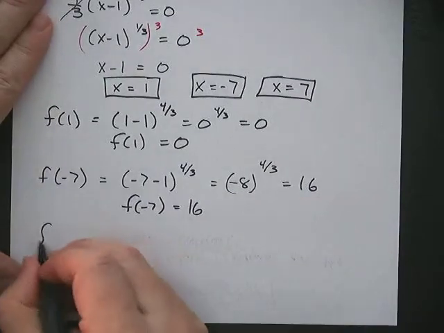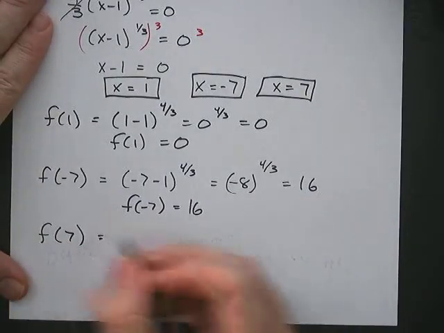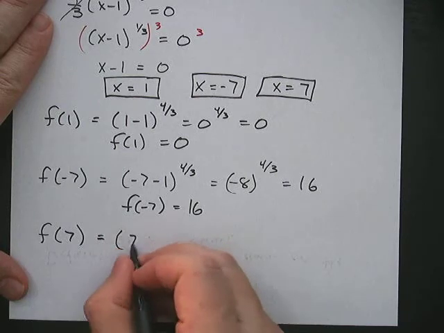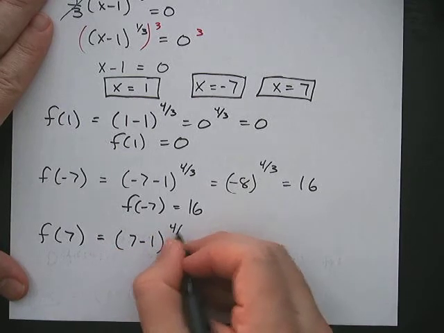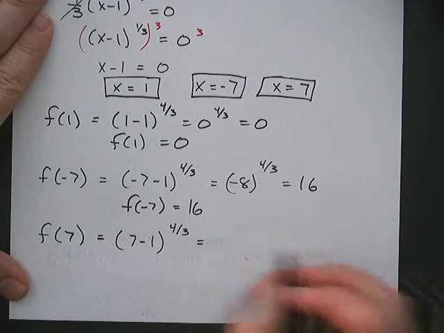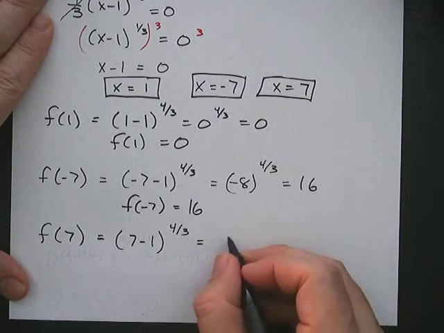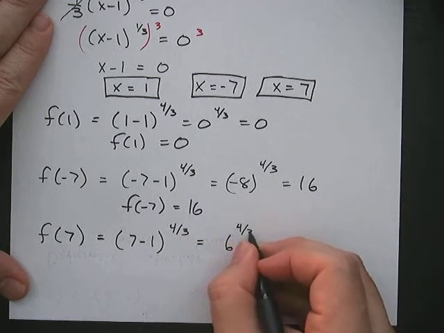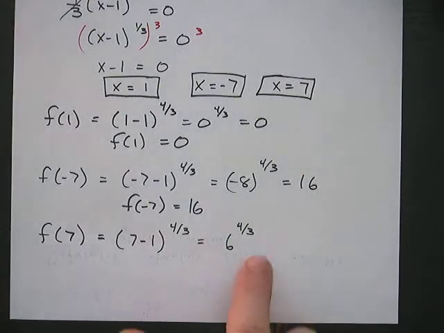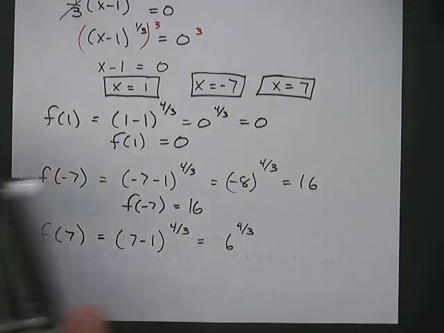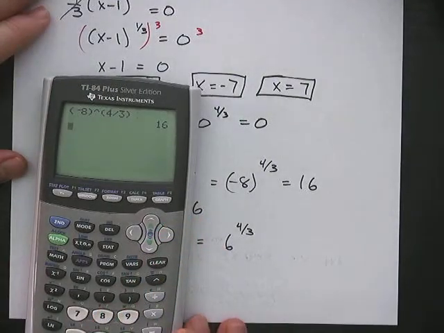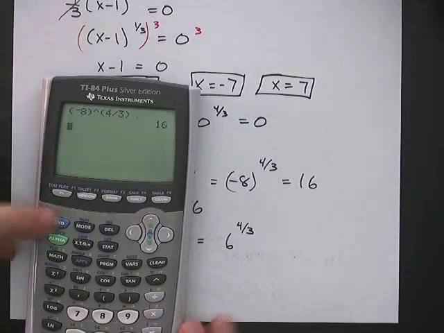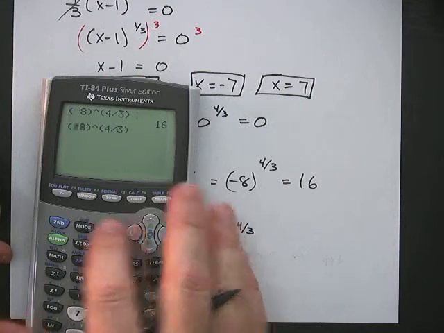Okay, and then finally our last value, our last critical number that we're looking for, f of 7. So that's 7 minus 1 to the 4/3 power. Okay, this one we are going to have to use our calculator because it turns into 6 to the 4/3 power, which if you try to take the cube root of 6, it's a decimal, it's an irrational number. So let's get a close approximation by just going here and using this that I've already typed in.